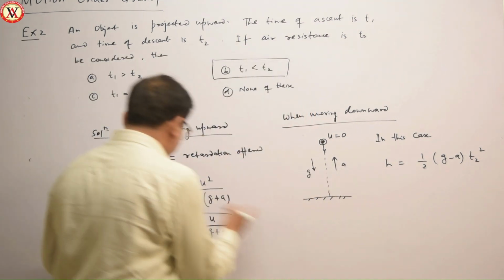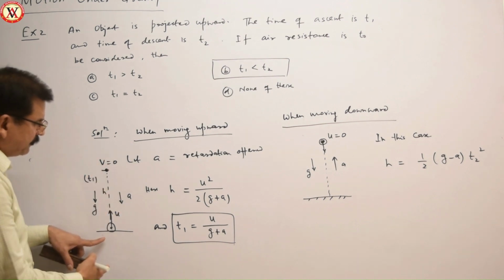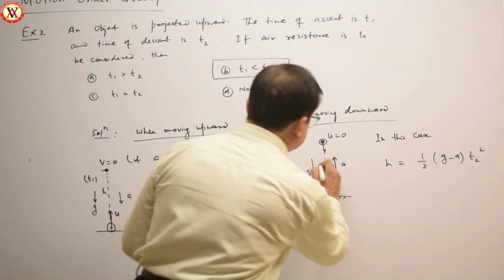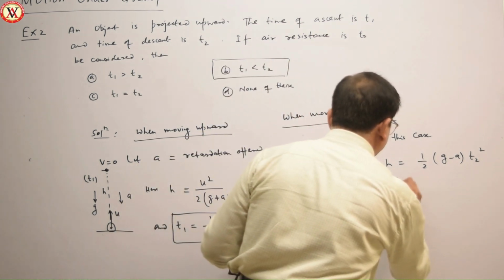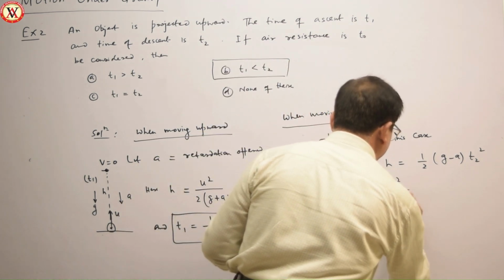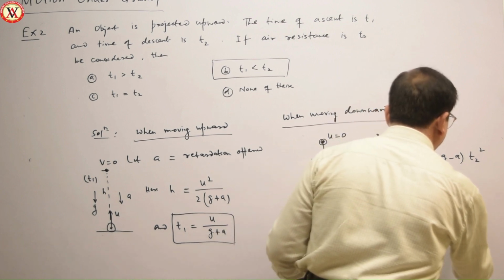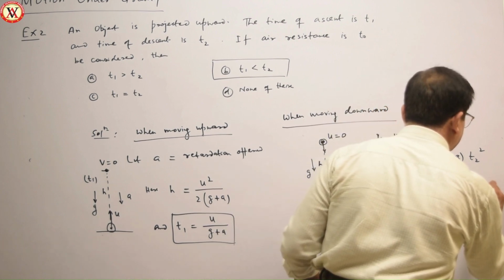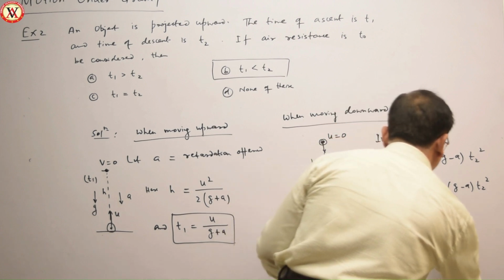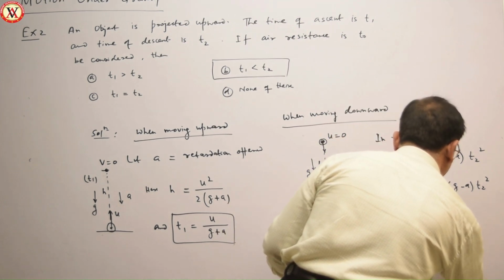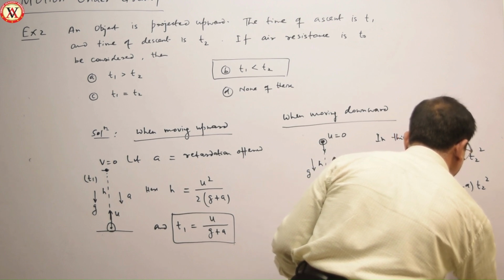Now substitute the value for h here. Because h is the same when moving upward and moving down, we can replace this h by the formula u square by 2 into g plus a, and it is half g minus a t2 square. If you solve this, you get t2 will be u upon g plus a into g minus a.